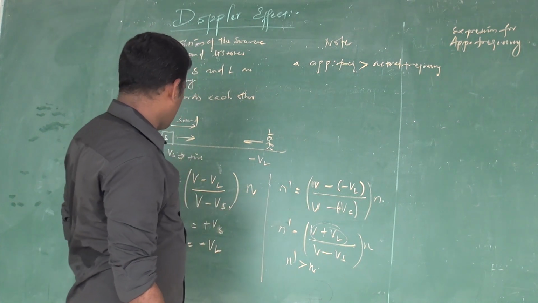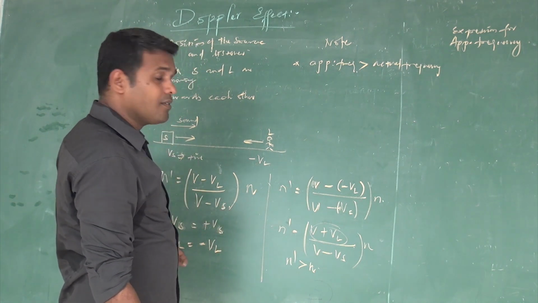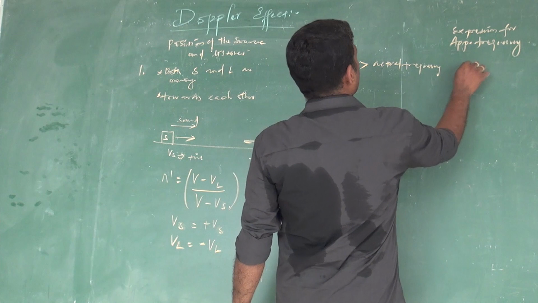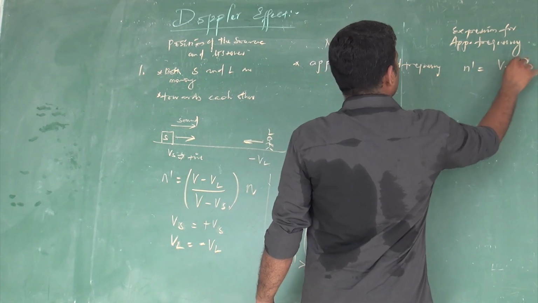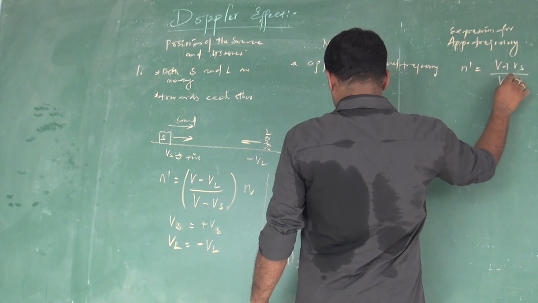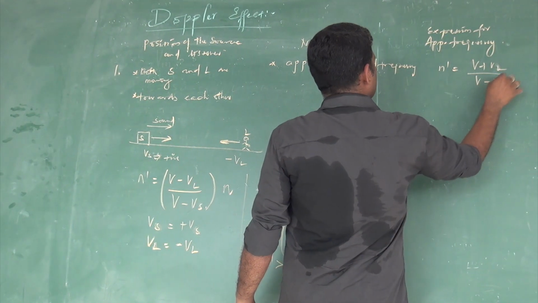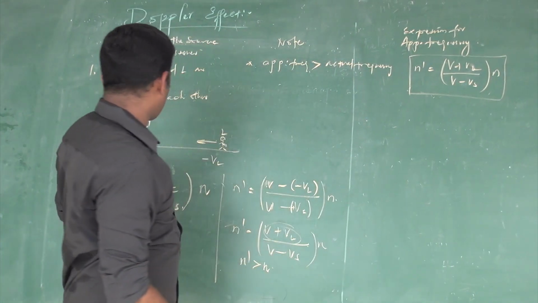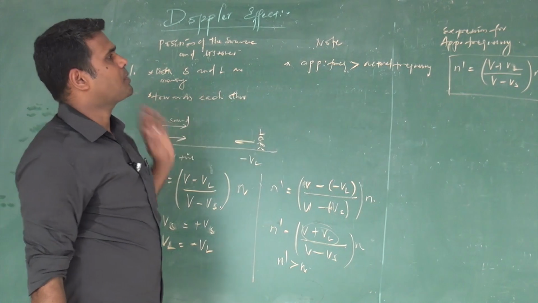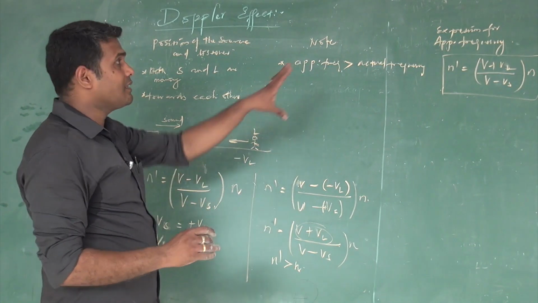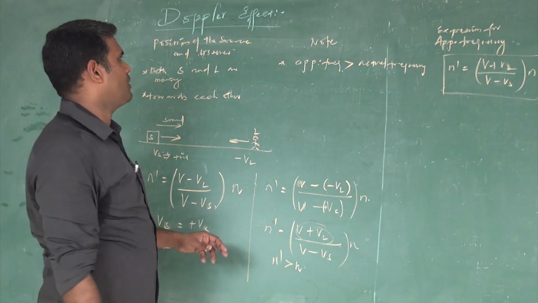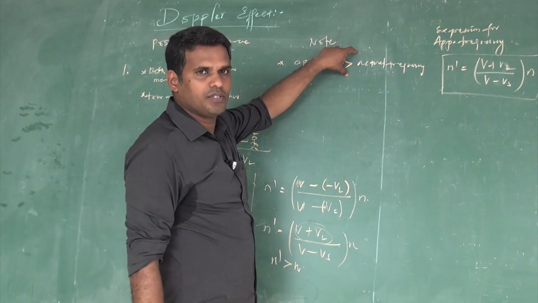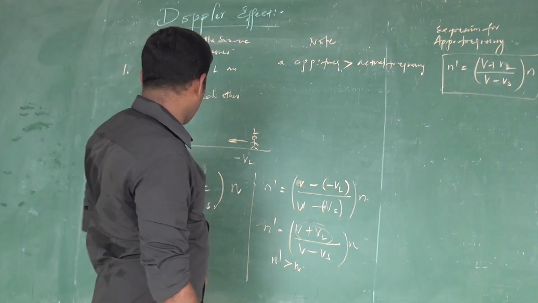Here I mentioned velocity of the sound is taken positive, velocity of the listener is taken negative. So expression for apparent frequency can be written as n prime is equal to V plus VL divided by V minus Vs into n. This is how this expression comes. So if you use this general expression and apply the sign convention, getting the expression for apparent frequencies will be very simple. And you can give out the note also. The apparent frequency is greater than the actual frequency.